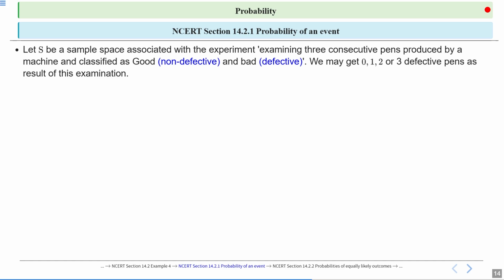Now we will discuss the probability of an event. First, let S be a sample space associated with the experiment of examining three consecutive pens produced by a machine and classified as good or bad. Good means non-defective and bad means defective. We may get 0, 1, 2, or 3 defective pens as a result of this examination. So we have taken this random experiment.